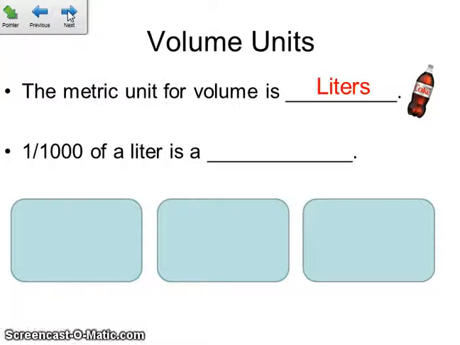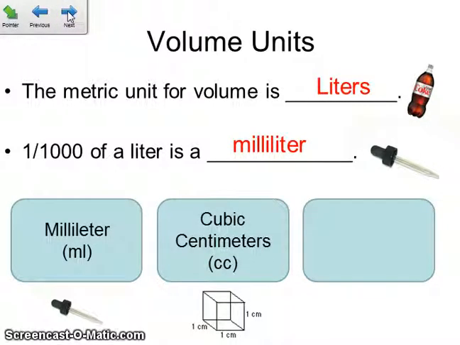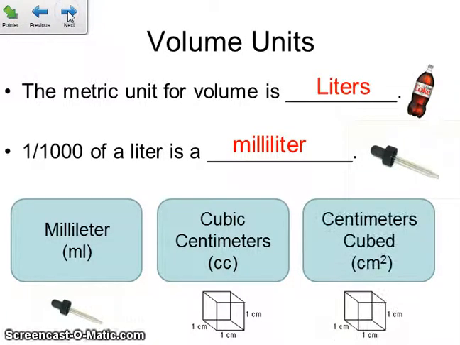A lot of times in chemistry we aren't going to need that much liquid for what we're doing, so we usually measure in a different unit, which is 1/1000th of a liter. That's called a milliliter. And a milliliter is about a dropper full of liquid. One thing that we need to know is that a milliliter is exactly the same amount of liquid as a cubic centimeter. By definition, they're the same. We also say centimeters cubed is another way that we refer to that.